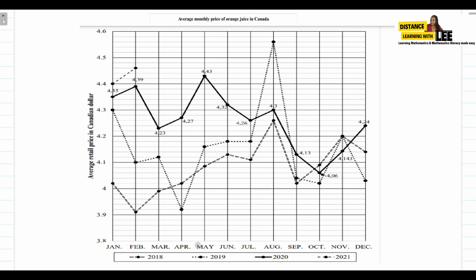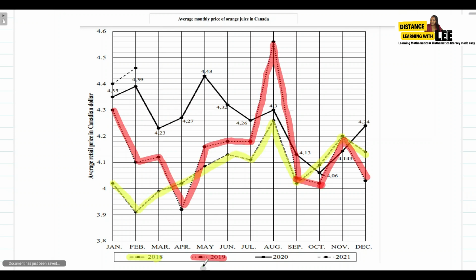Okay, we are also given a key here at the bottom, right? So the first key, that one there, represents 2018. So this here is the average retail price in Canadian dollars for 2018, according to the key, right? In 2019, I'm also just gonna highlight it as well. Basically I've just highlighted two line graphs just to make it easier for me to make reference to them when I'm giving the explanation.